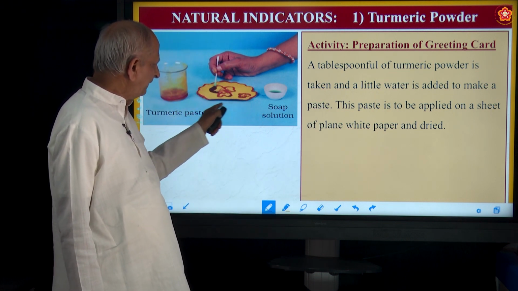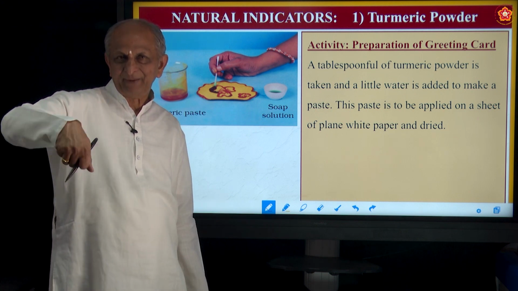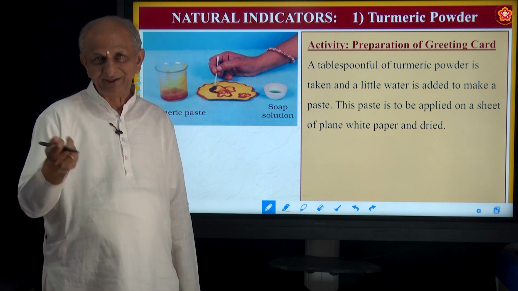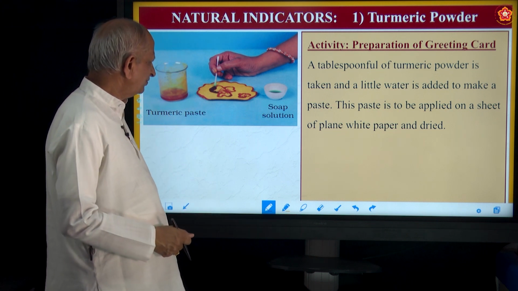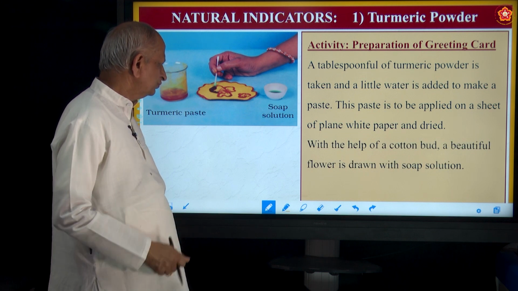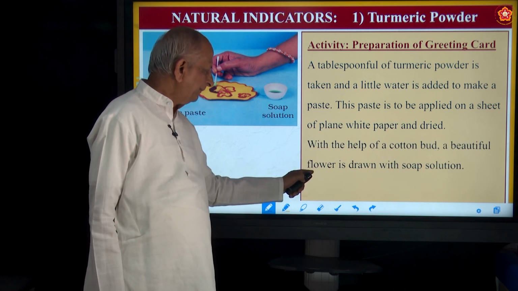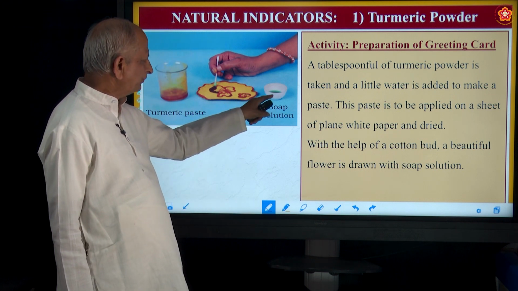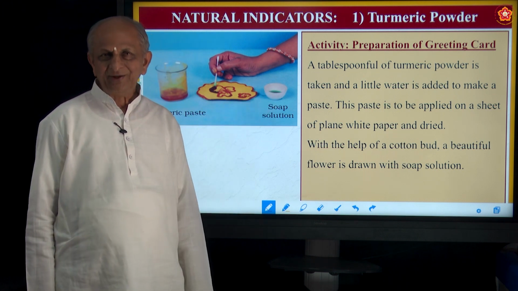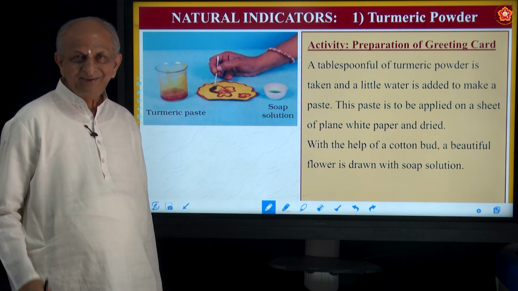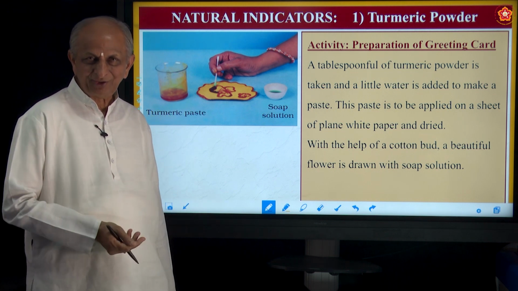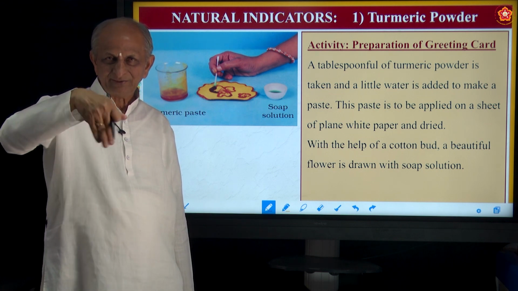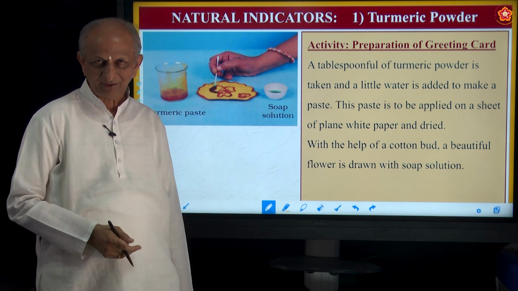So take a white paper. Of course, you can take a design paper also, white only, because it is a greeting. On that, with the help of a cotton bud, a beautiful flower is to be drawn with the soap solution. So take some soap solution. Where do you get soap solution? If you have a washing machine, you get soap solution, no? Or you can add some soap powder and stir it in water, it becomes soap solution.